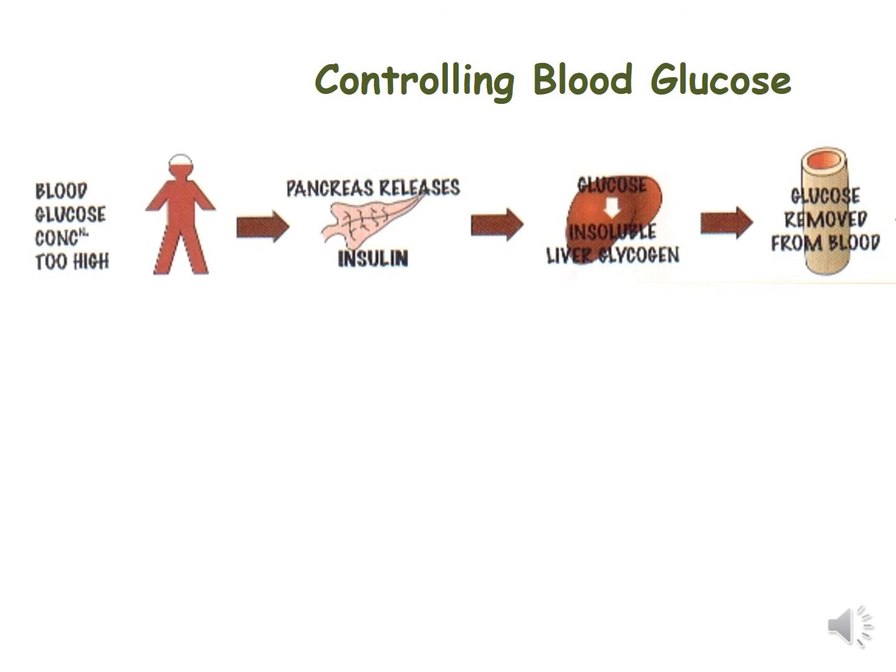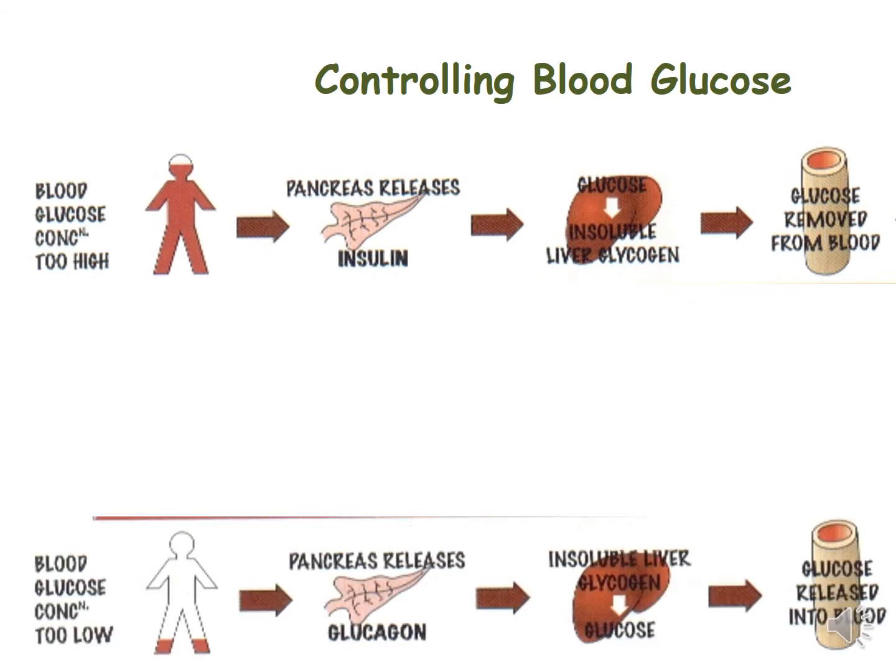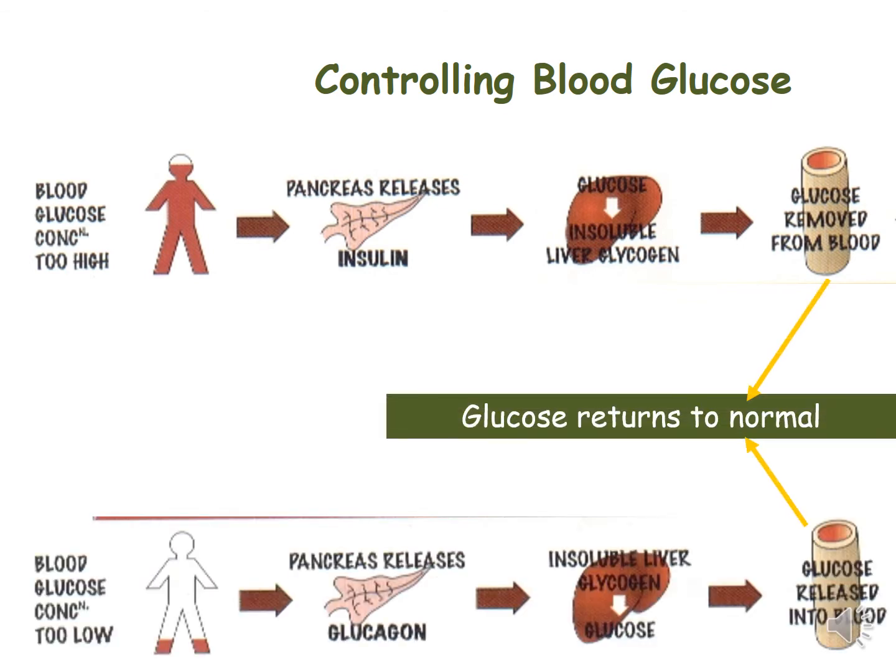So what happens? Clearly, there is too much glucose in the body. The pancreas releases insulin. The insulin allows the glucose to be converted into insoluble liver glycogen. This allows the glucose to be removed from the blood, changing the blood glucose levels back to normal.